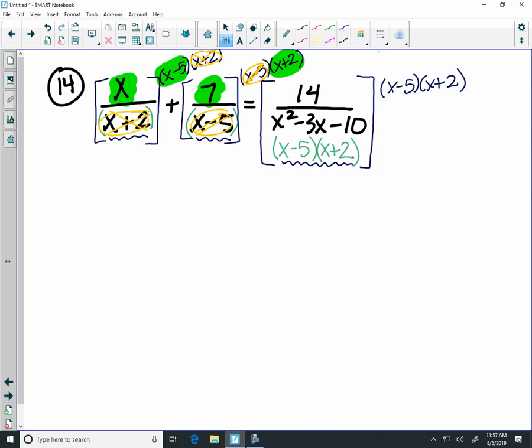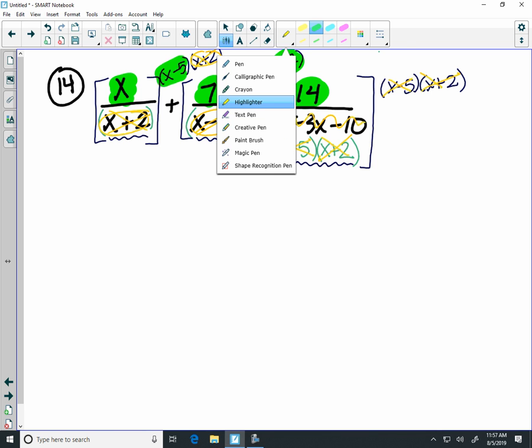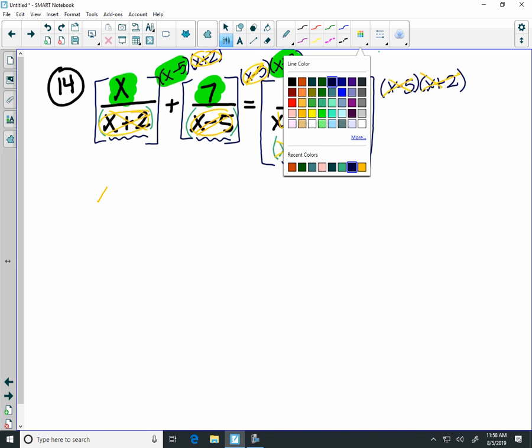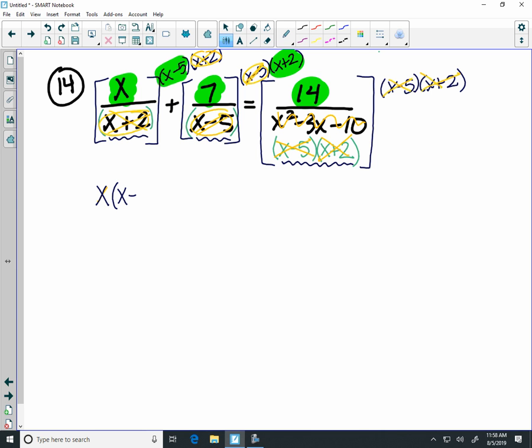On the other side of my equal sign, my x minus 5 cancels, and so does my x plus 2. So that cancels that whole thing. What's left is just the 14. So by multiplying every term by the least common denominator, we get something that looks like this. The leftovers from my first fraction were x times x minus 5. My second fraction is 7 times x plus 2. And on the other side of my equal sign, it was 14. And now we just algebra and solve equations. Algebra your way out of it.